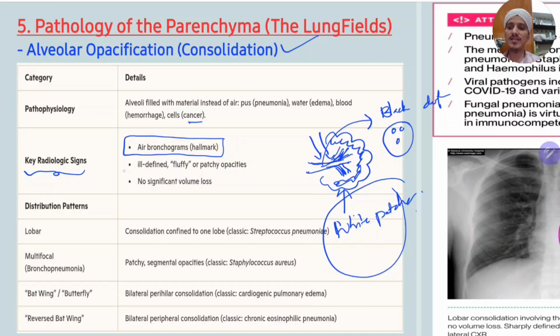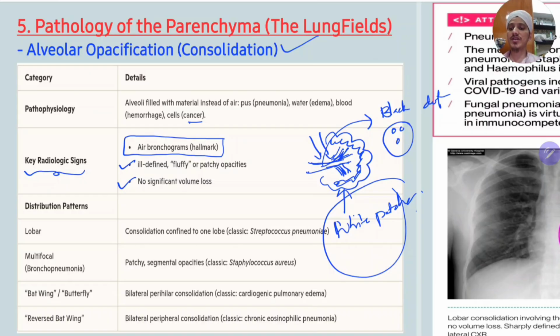Then second, ill-defined fluffy or patchy opacities, nothing but whitishness. Fluffy means cotton-like, or patchy opacities. But remember, there is no significant volume loss of the lung. The volume of the lung is intact. That's why there is no mediastinal shift or tracheal shift in consolidation. Remember, there is no tracheal shift or mediastinal shift in consolidation because the volume of the lung is intact.